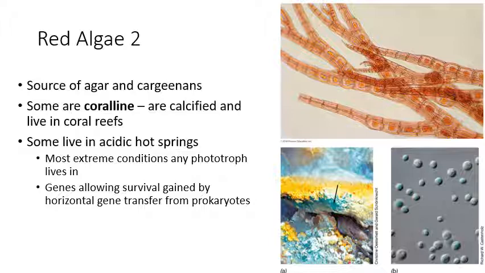Some of them are called coralline, which means that the cell bodies are actually calcified and they live as part of a coral reef. So they're coralline because they have this mineralized cell wall actually.